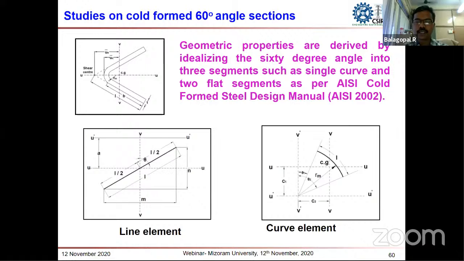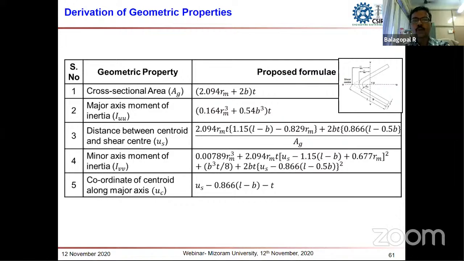This is a cold-formed 60-degree angle section. These 60-degree angle sections are press-braked to 60 degrees from cold-formed plates. And we have derived some formulas based on the AISI standards. Here we have idealized the 60-degree angle section as flat and curved elements, and based on this, we have derived these geometric properties of the 60-degree angle sections.